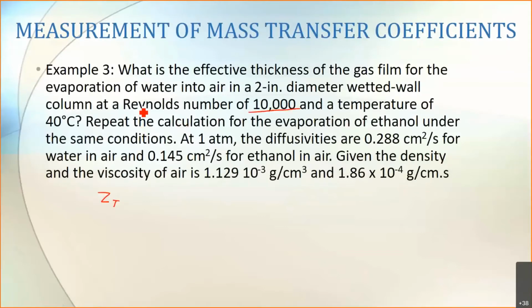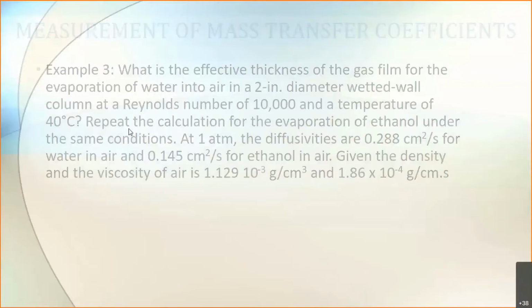If you look at the question, we actually have two systems. One is water-air, one is ethanol-air. Let's say we do A first, and A we classify as water-air. Both systems have a Reynolds number of 10,000, so I know this is turbulent. My second step is to find the value of Schmidt number. Sc is equal to mu over rho DAB.